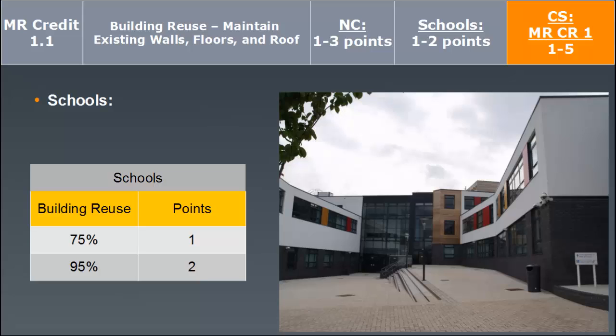For schools, building reuse, 75% gets you 1 point, 95% gets you 2 points. So it's more stringent, a higher threshold to meet, because there's a lot of existing schools that need to be majorly renovated.